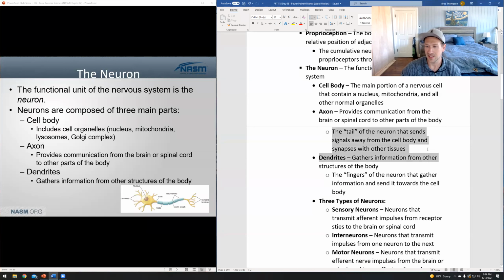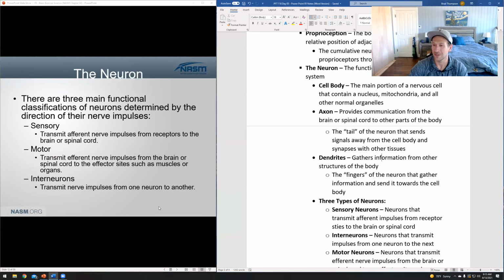So the axon is the tail that's sending signals away, and the dendrites are gathering information from other, different structures of the body, right? They're the fingers that are gathering info in the same way that if you were in the dark feeling around, you'd be like, where is that? Oh God, what is that? That's furry. Oh, it's my dog. You'd be gathering information by feeling things out. That's kind of what dendrites do.